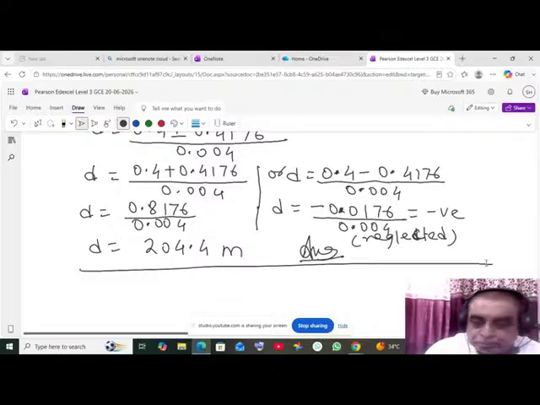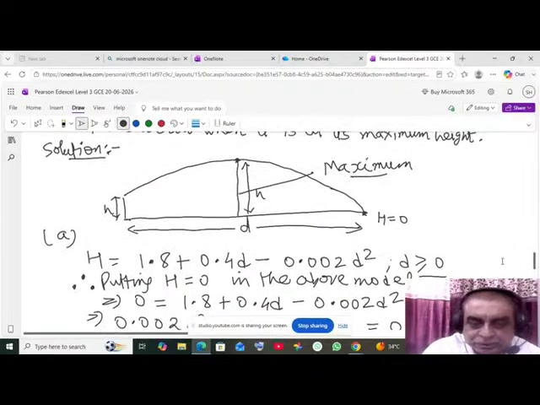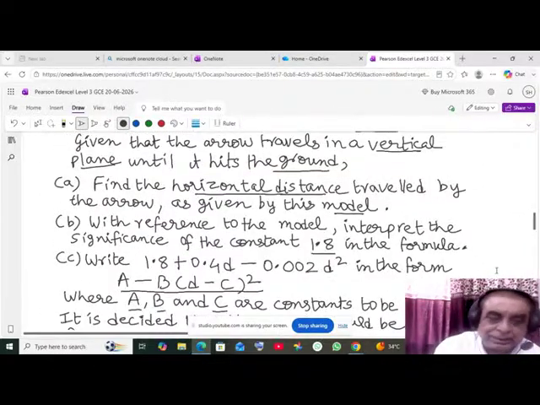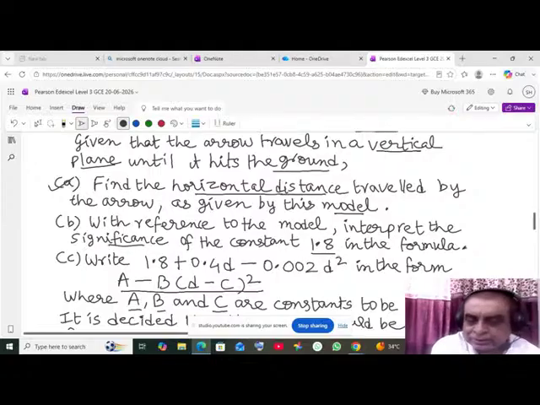Now we are moving to the B part. The A part is done. With reference to the model, interpret the significance of the constant number 1.8 in this formula.